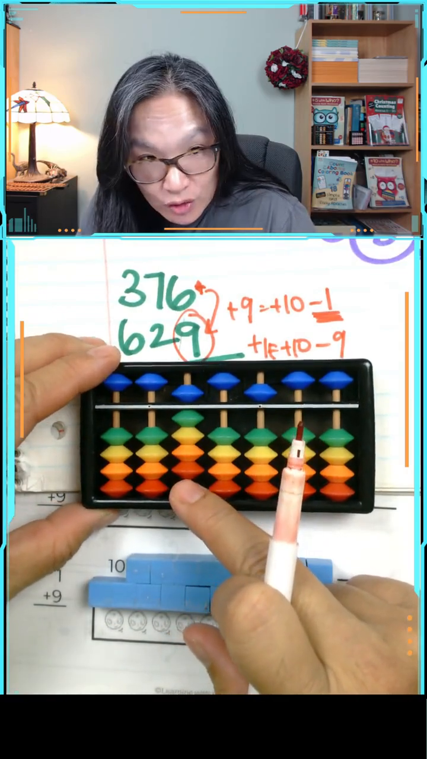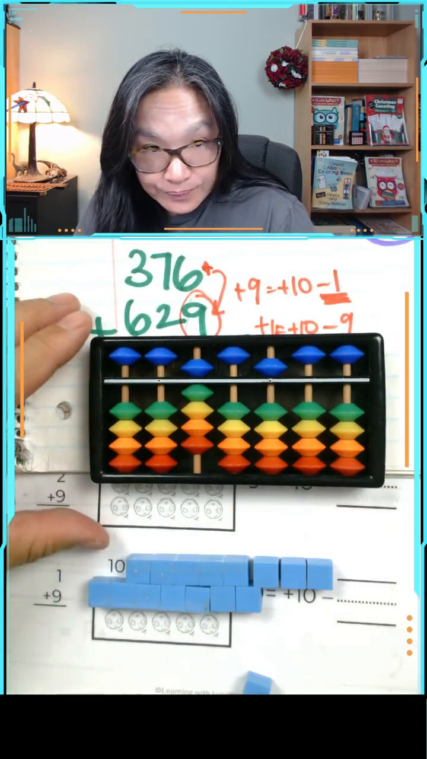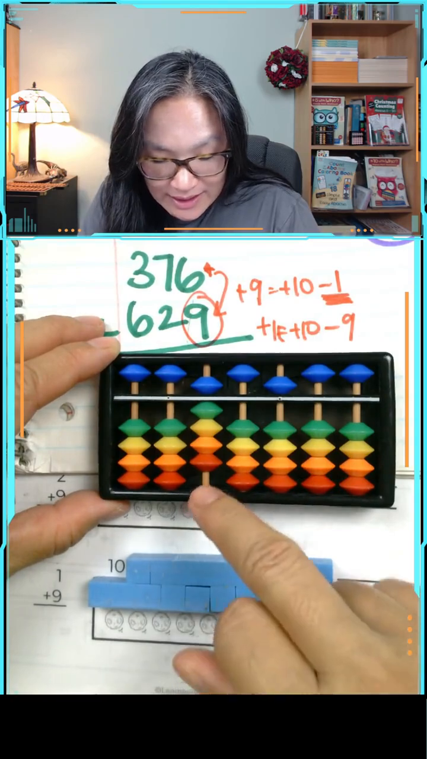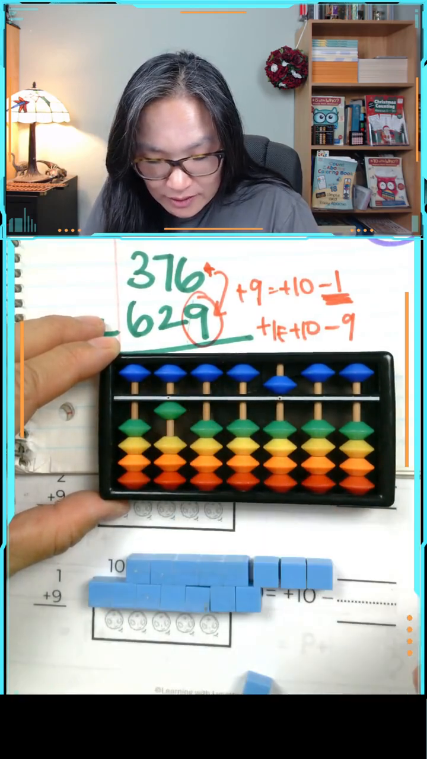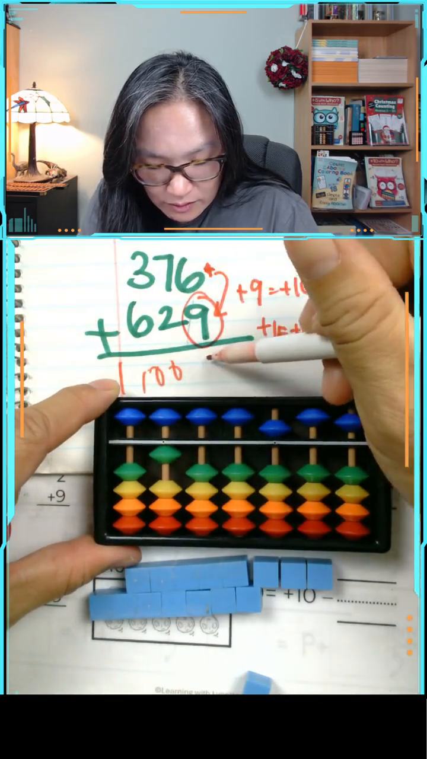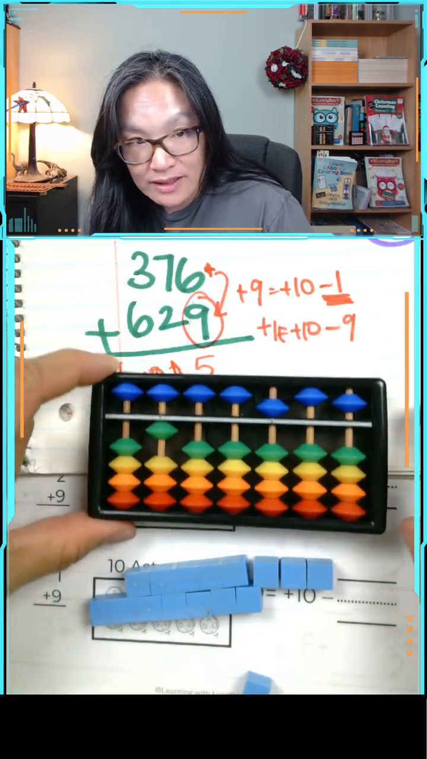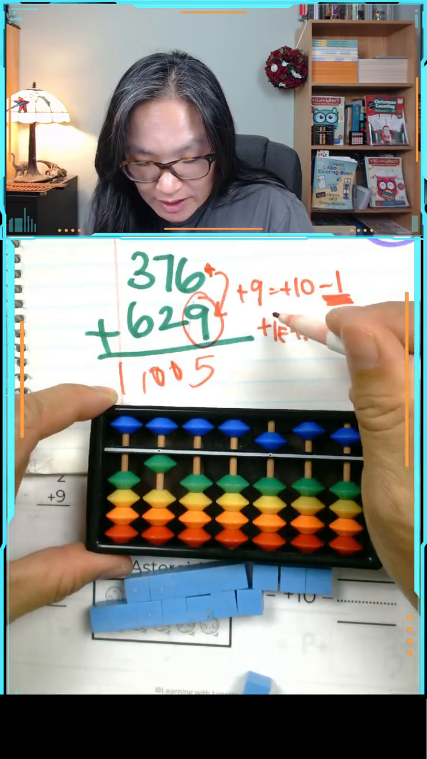Again, I can't do it because there's not enough room to add the 1. So I do it again. I take away the 9 and then I add my 10. So my final answer is 1,005. And that's it. That was a little bit advanced because this becomes a 2-step equation.